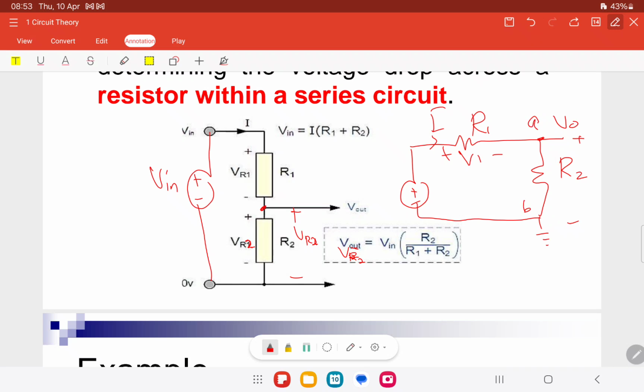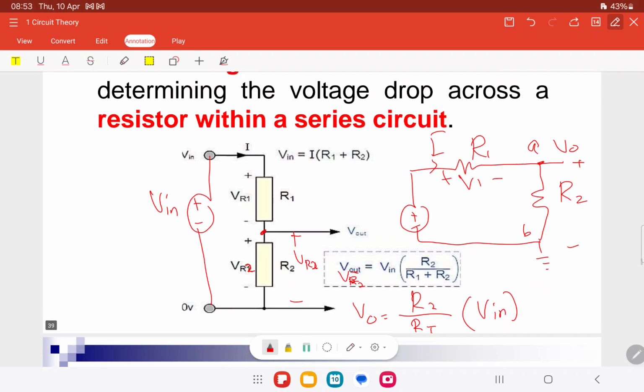So the formula is, we take the respective resistor R2 over R total. R total here is R1 plus R2, multiplied with V in, the voltage supply. So that will be the V out, or VR2, the same.